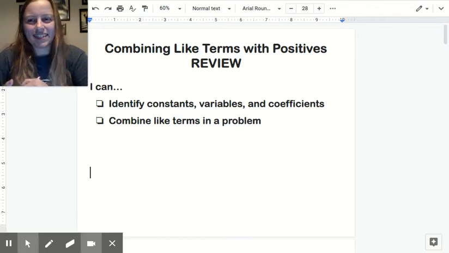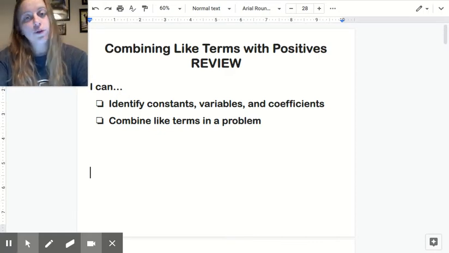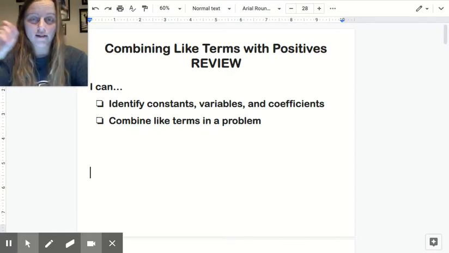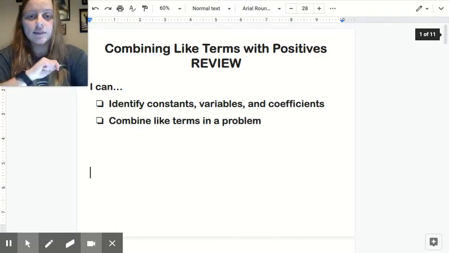Hi guys, so today we are going to be combining like terms with positive terms. So everything we're going to see today is positives. This is a review. You learned this in chapter 1 last year in 6th grade. But again, we're going to do a quick review of what this is.